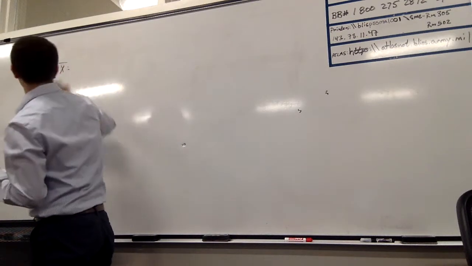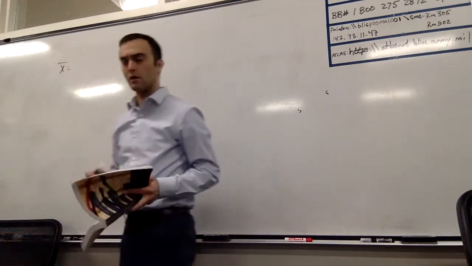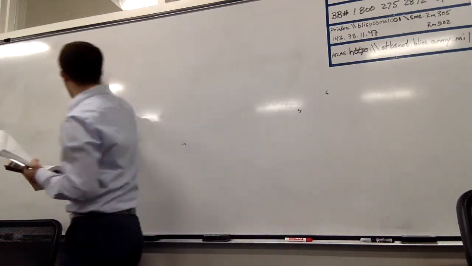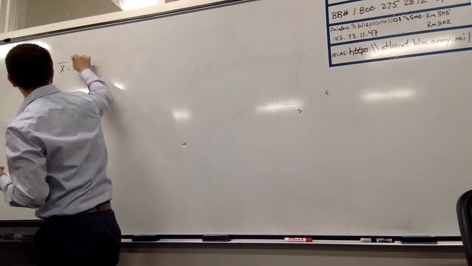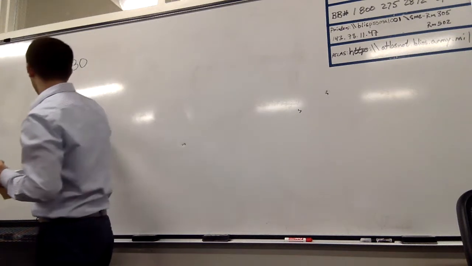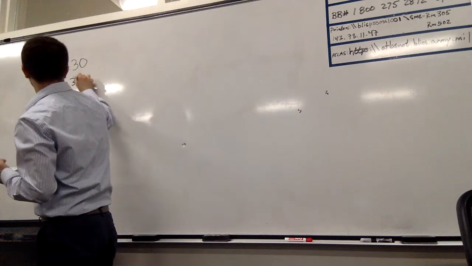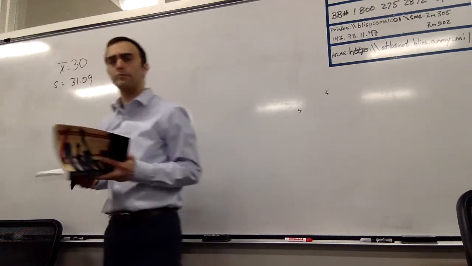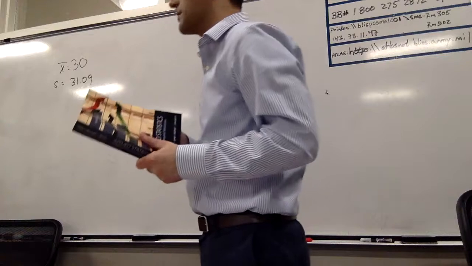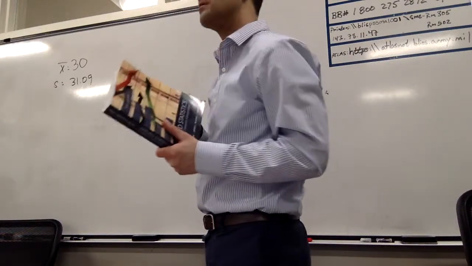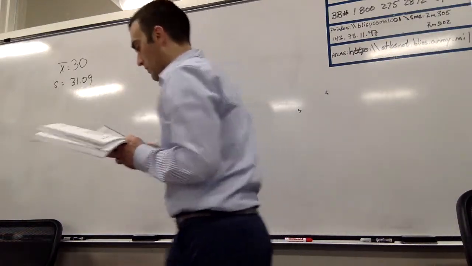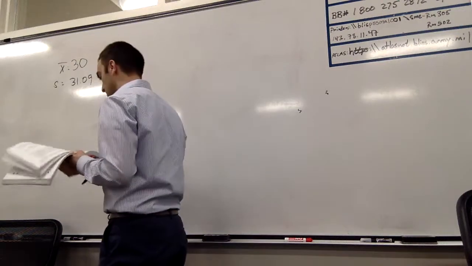It's suggested to do it in Excel. And you should have gotten a mean, was it 30? I believe $30. Yes. And the standard deviation S was 31.09? Yes. Okay. Anybody have trouble with Excel? Okay. So that would be the best estimate of the standard deviation.